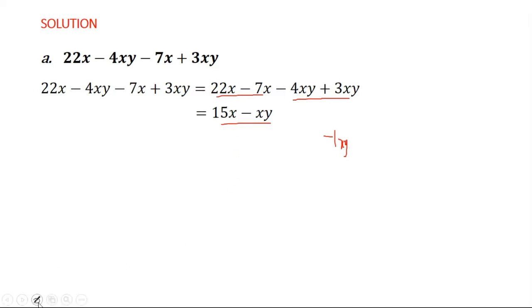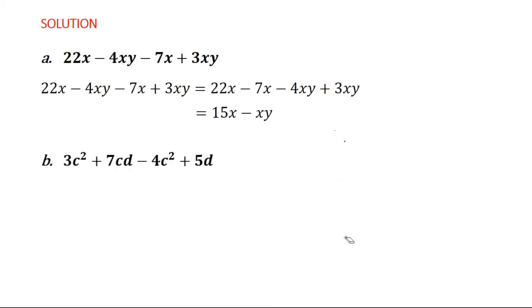I'm going to clean here so that we can continue on what we are doing. So let's take the next example, B. We have 3c squared plus 7cd minus 4c squared plus 5d. So once again, the first thing we need to do is to group like terms.